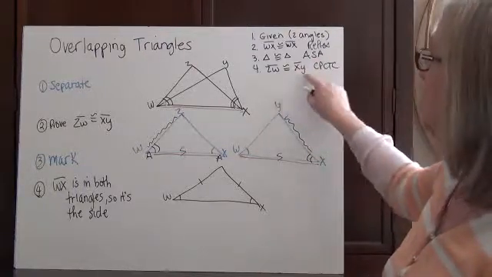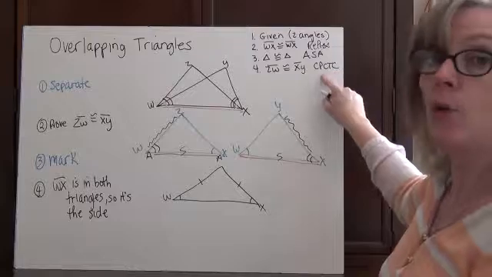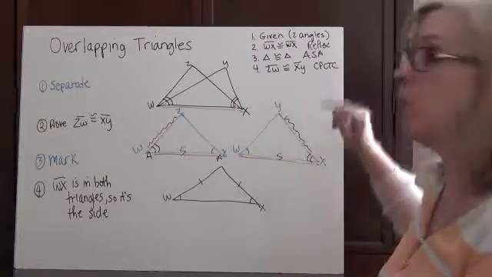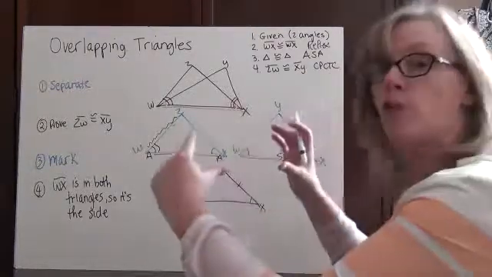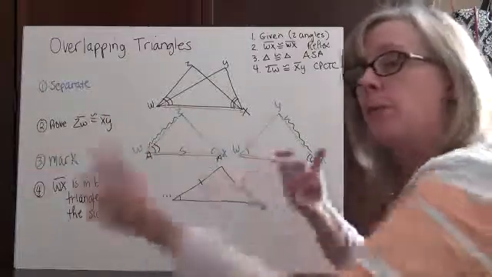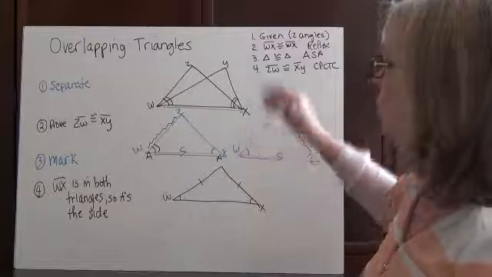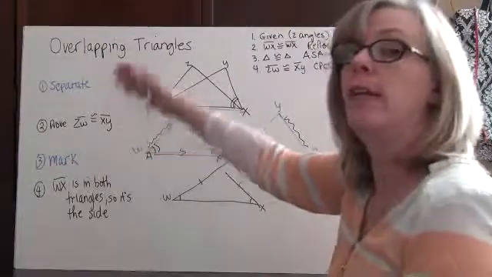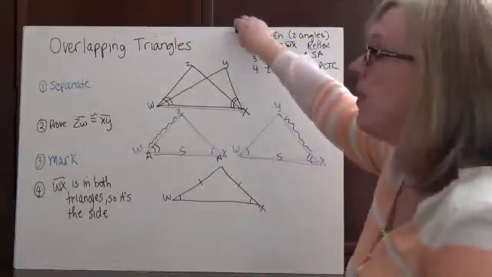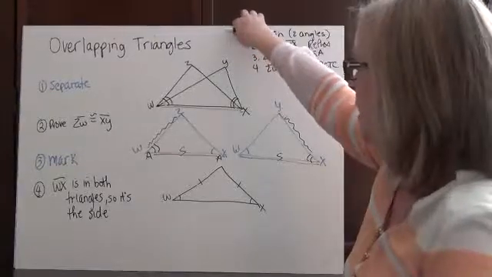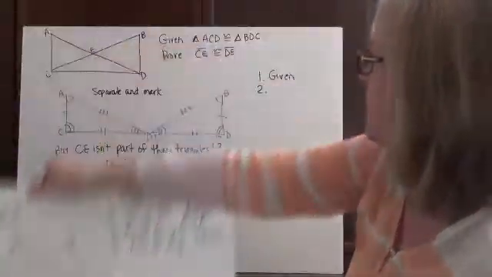Therefore, ZW is congruent to XY because of corresponding parts of congruent triangles are congruent. After I showed you that these two triangles are identical, then I can start pulling out parts and say this is the same, and this is the same. Okay, so that's the step. If you're asked to prove a part, first you're going to prove the triangles, and then you're going to prove a part.